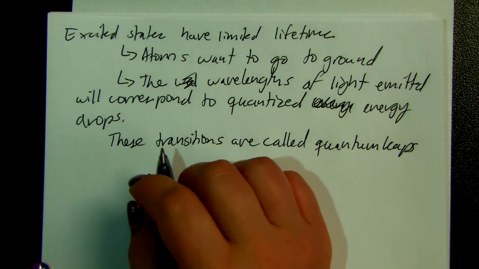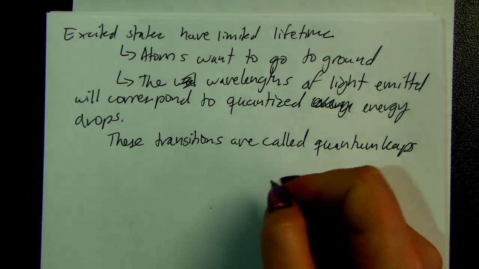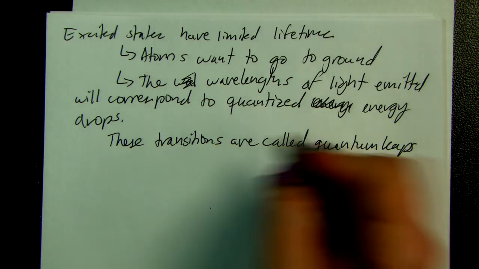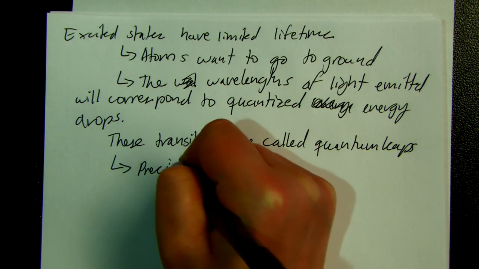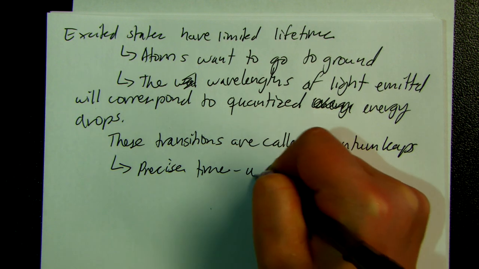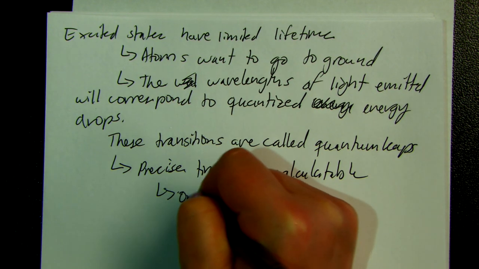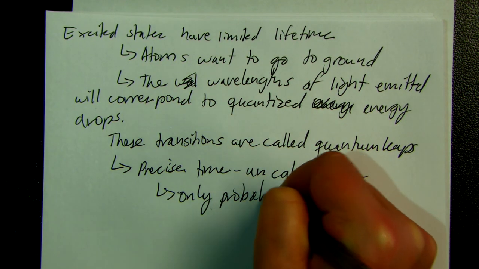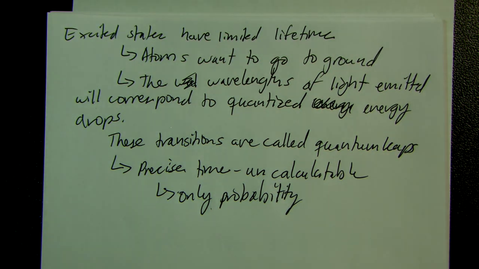Okay, so like all things quantum, you actually can't calculate precisely the time that an atom is going to de-excite. You can only calculate the probability. So precise time unknown. Uncalculatable is more accurate. Only probability. So we know about when it should probabilistically de-excite, but you cannot predict the individual de-excitation. You can only model the behavior of groups.